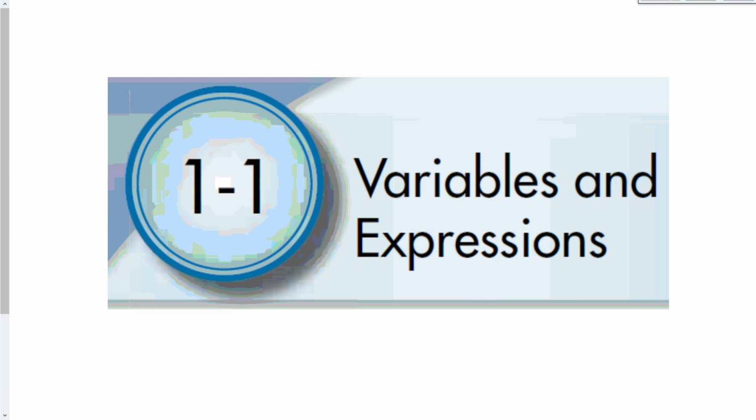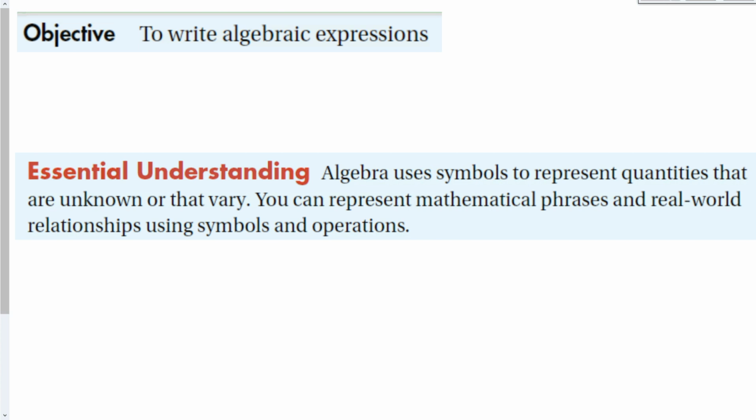1-1, variables and expressions. So our objective for this section is to write algebraic expressions. And what you should know by the time we're done, that's the essential understanding, is that algebra uses symbols to represent quantities that are unknown or that vary. You can represent mathematical phrases in real-world relationships using symbols and operations.